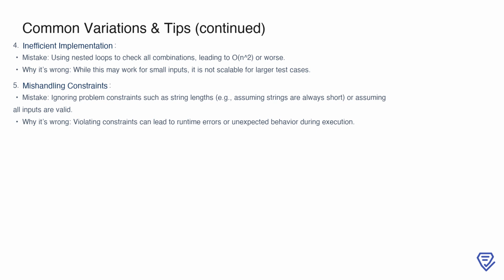Another problem arises from mishandling constraints. Sometimes, developers assume that strings will always be short or that inputs will always be valid. Ignoring constraints like maximum string lengths or edge cases can lead to runtime errors or unexpected behavior. It's critical to always align your implementation with the given constraints to ensure a robust solution.